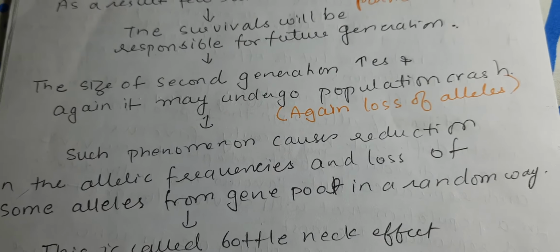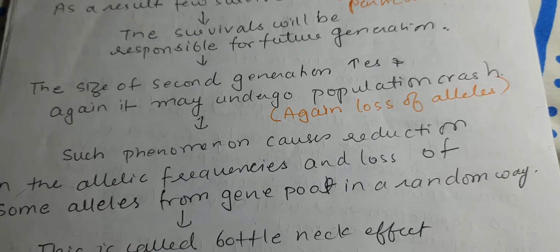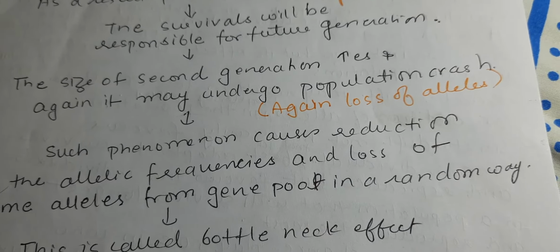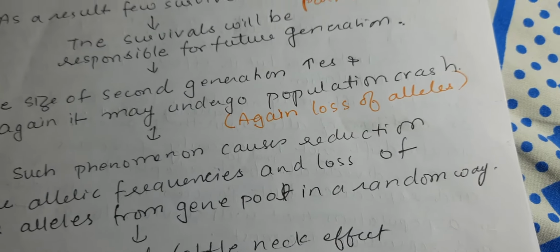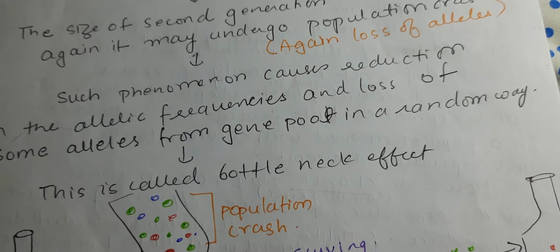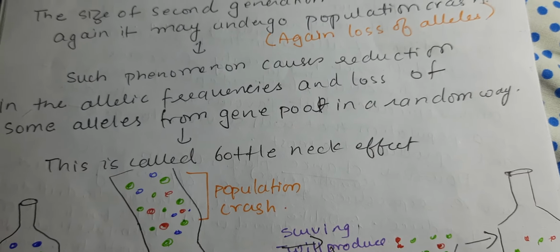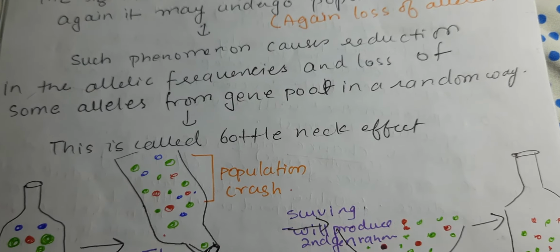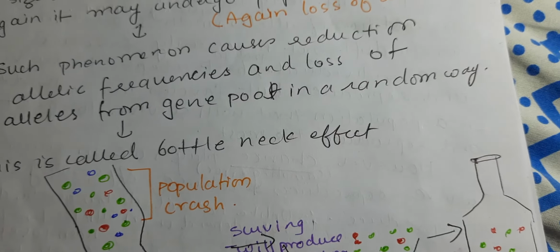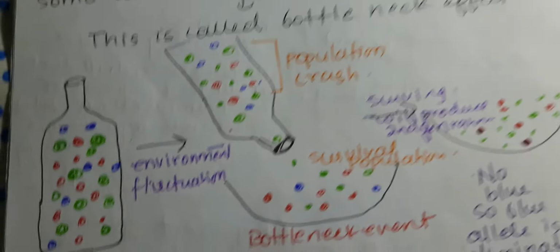So the size of the second generation increases and again it may undergo population crash. So again there are certain allele losses. Such phenomena cause reduction in the allelic frequency and loss of some alleles from the gene pool in a random way. This is called bottleneck effect.